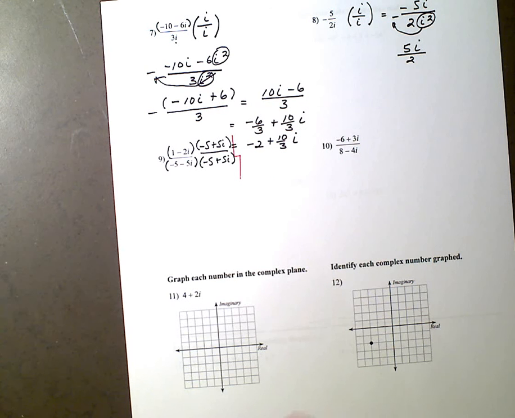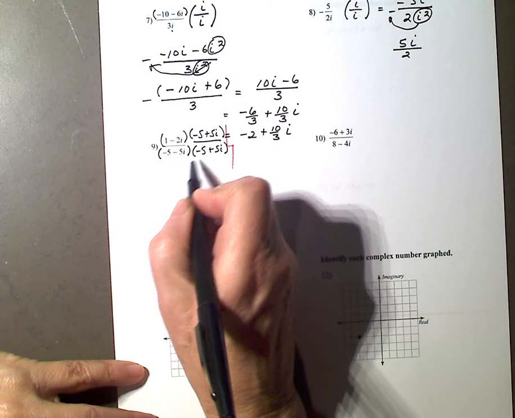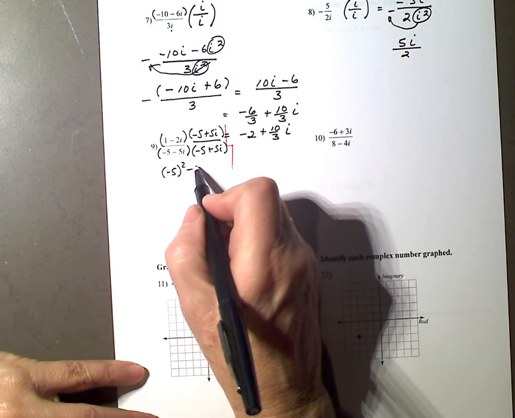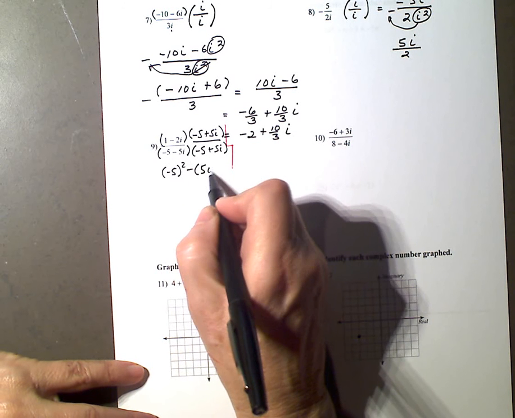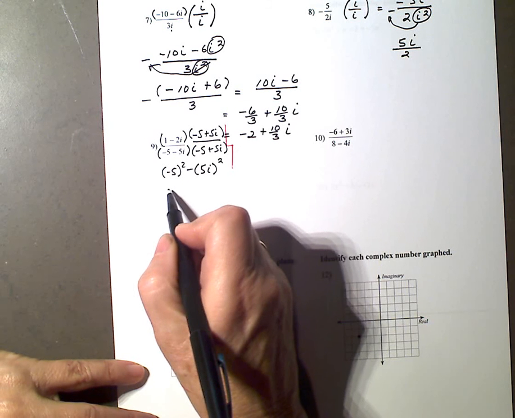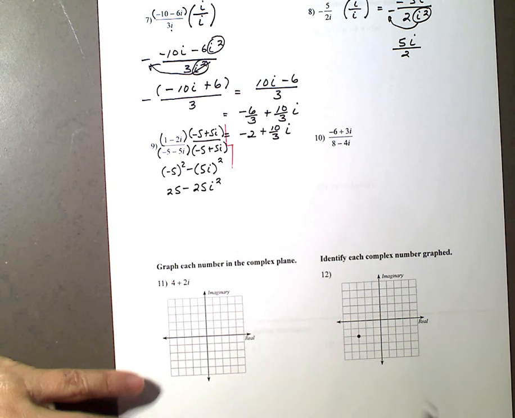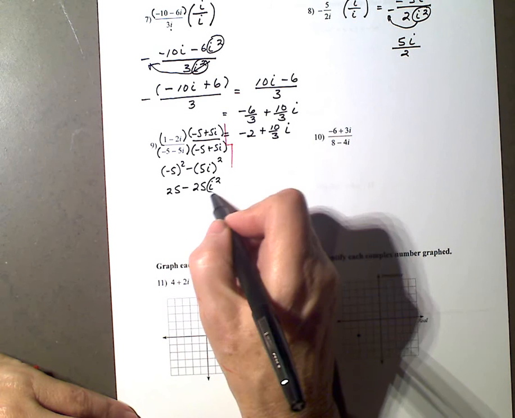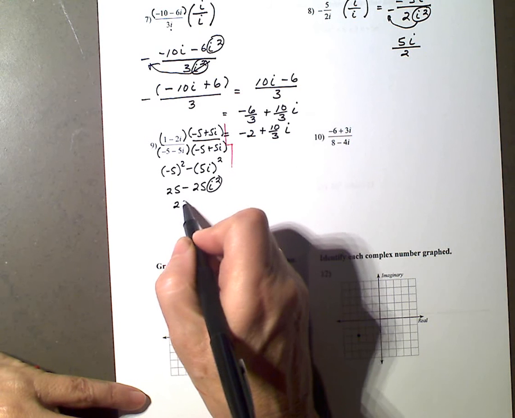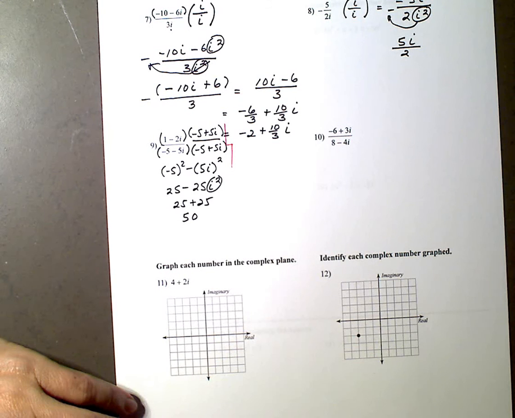So then in the denominator, I'm going to have negative 5 squared minus the second term, which is 5i squared. So I'm going to have, let's see, 25 minus 25i squared, which is 25 minus a negative 25, or 25 plus 25, which is a 50. So my denominator is going to be 50.